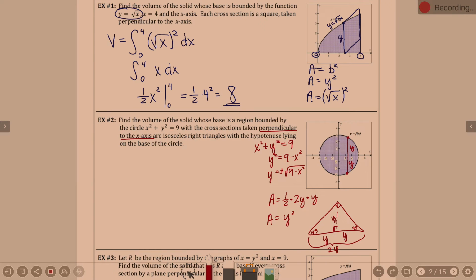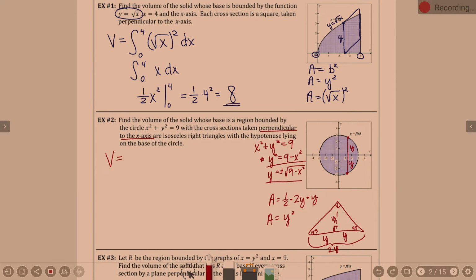Now, what are we going to use for y, though? We're going to go back and use the equation, yes? Because it's perpendicular to the x-axis, we're working in terms of x. So, and technically, this is where I realized we actually have y squared right there, don't we? Or the square root of 9 minus x squared, when you square it, you're going to get 9 minus x squared. Okay, so let's try and set this volume up here.